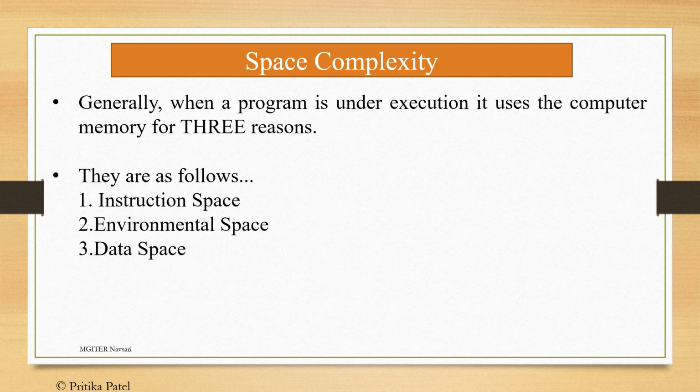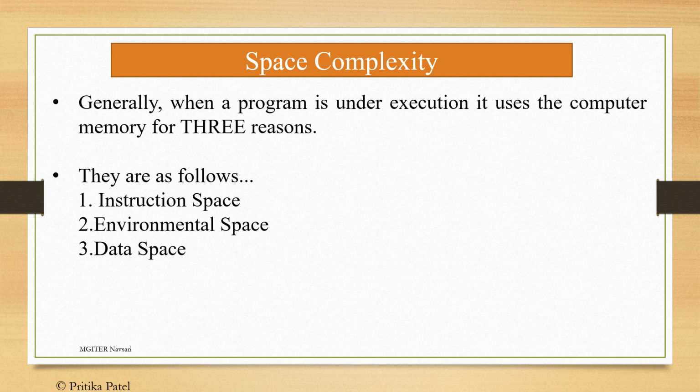Generally, when a program is under execution, it uses the computer memory for three reasons. They are as follows. First one is instruction space, second one is environmental space, and third one is data space. Now, what is instruction space? Instruction space is the amount of memory used to store the compiled version of instructions.